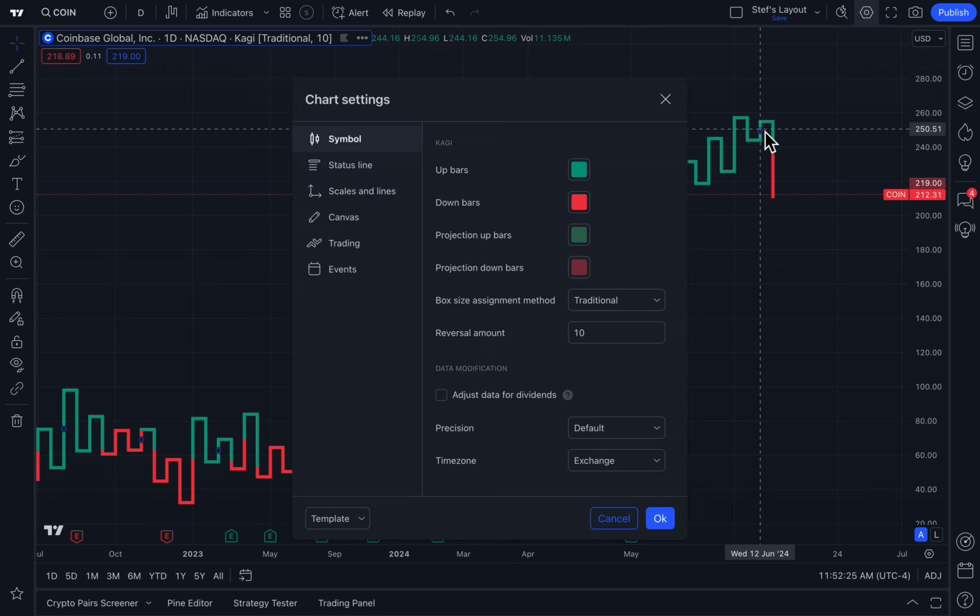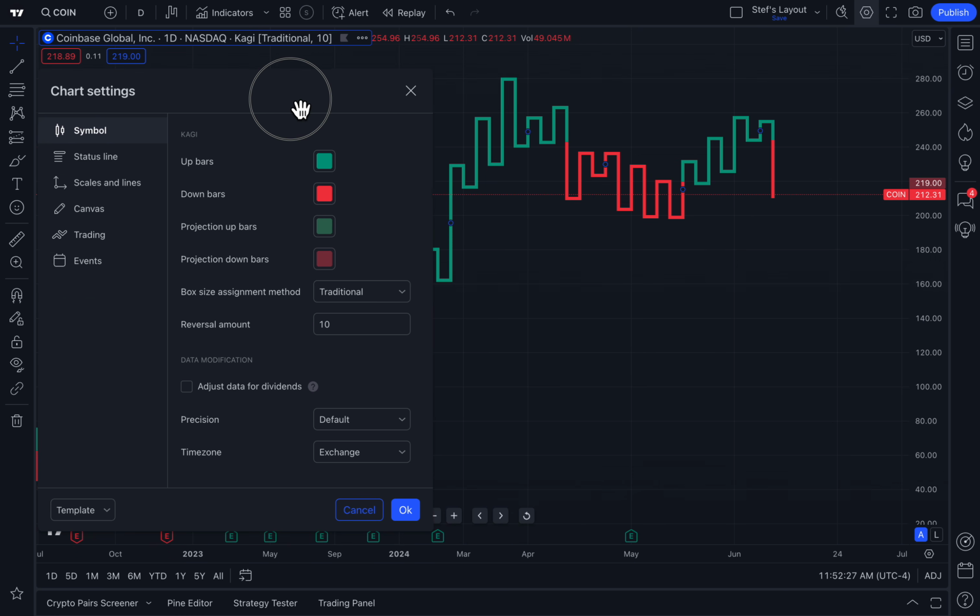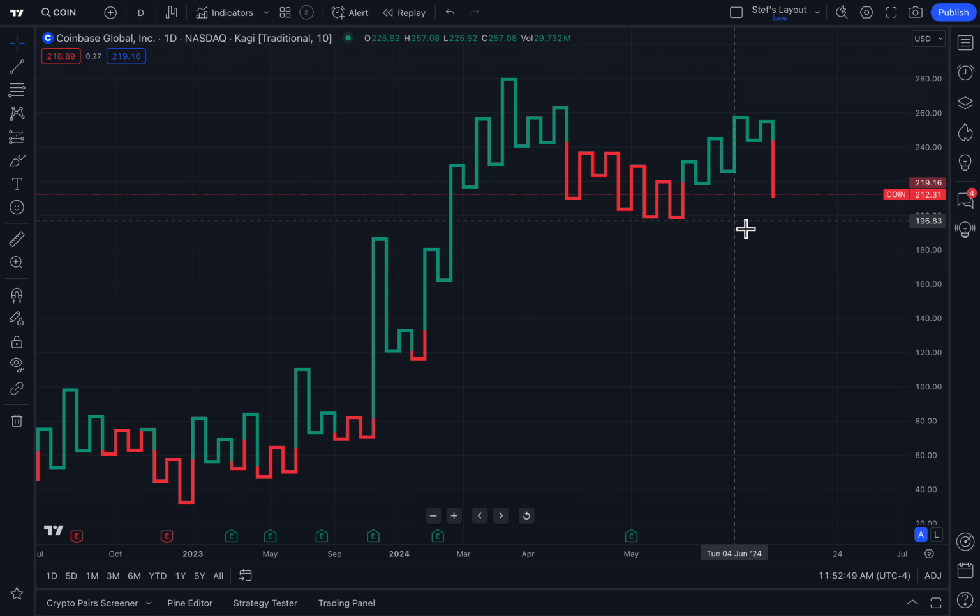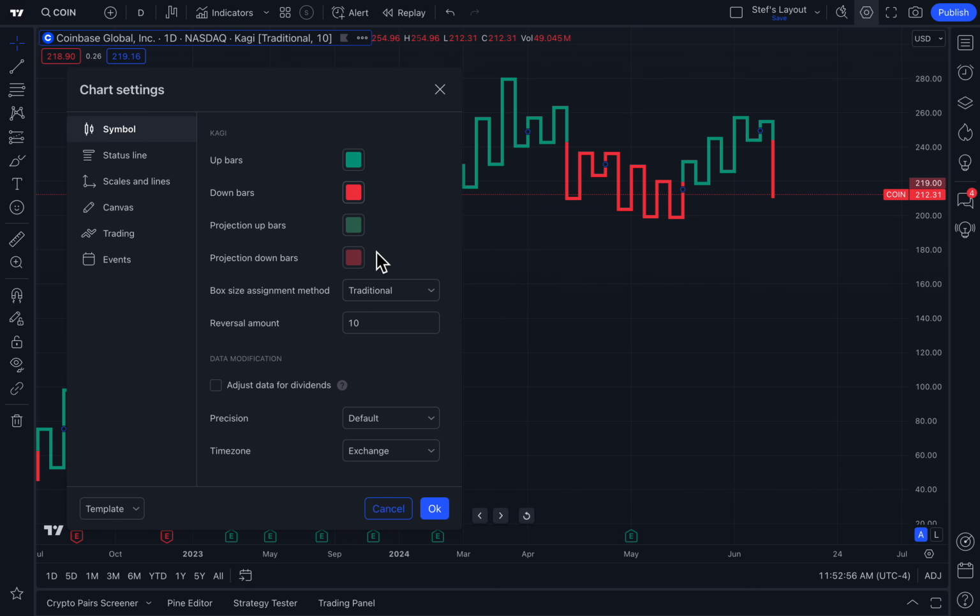So we double clicked on this Kagi chart, our chart settings opens up, and we can see here that we are constructing our Kagi chart based off of a traditional method, and we have our reversal amount set to 10. So let's now really talk about Kagi charts and what these two things are. First of all, reversal amount. That's just what it means, reversal. So now you know that a new line is drawn whenever this specific reversal amount that you type in is achieved. So let's double click again. We've got traditional and we've got reversal amount 10.